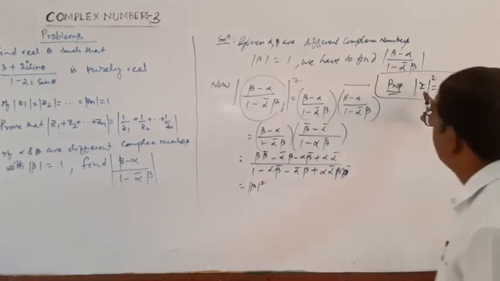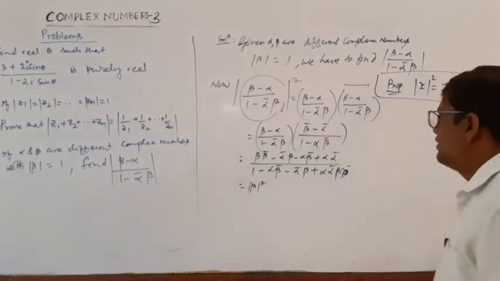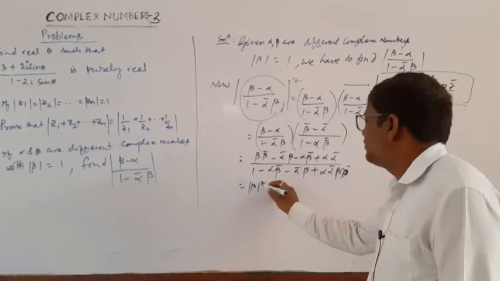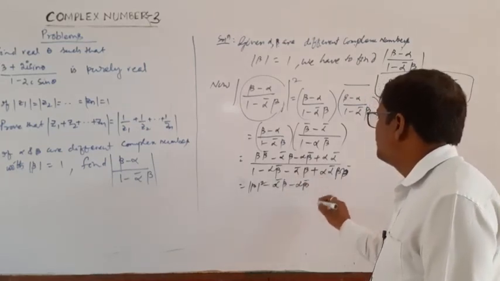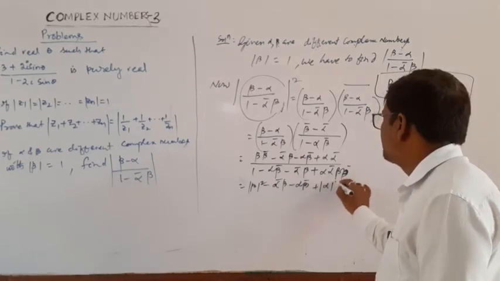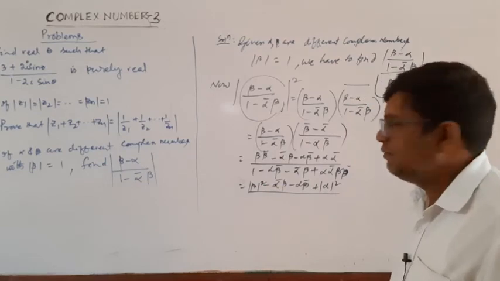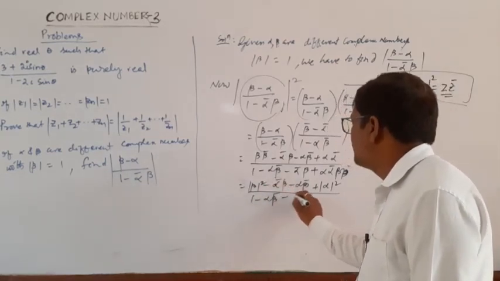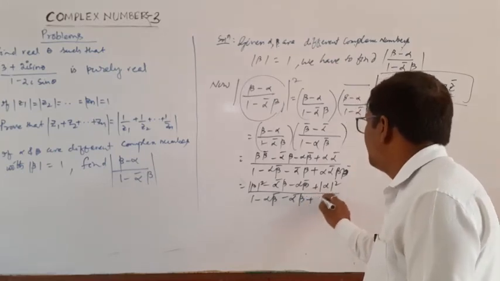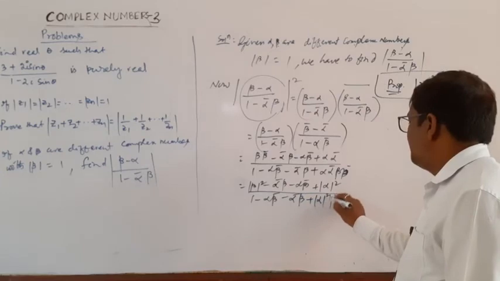This property: z conjugate is equal to mod z square. So this is equal to what? Alpha conjugate beta conjugate plus mod of alpha square, divided by what? 1 minus alpha beta conjugate beta alpha, mod alpha square, mod beta square.